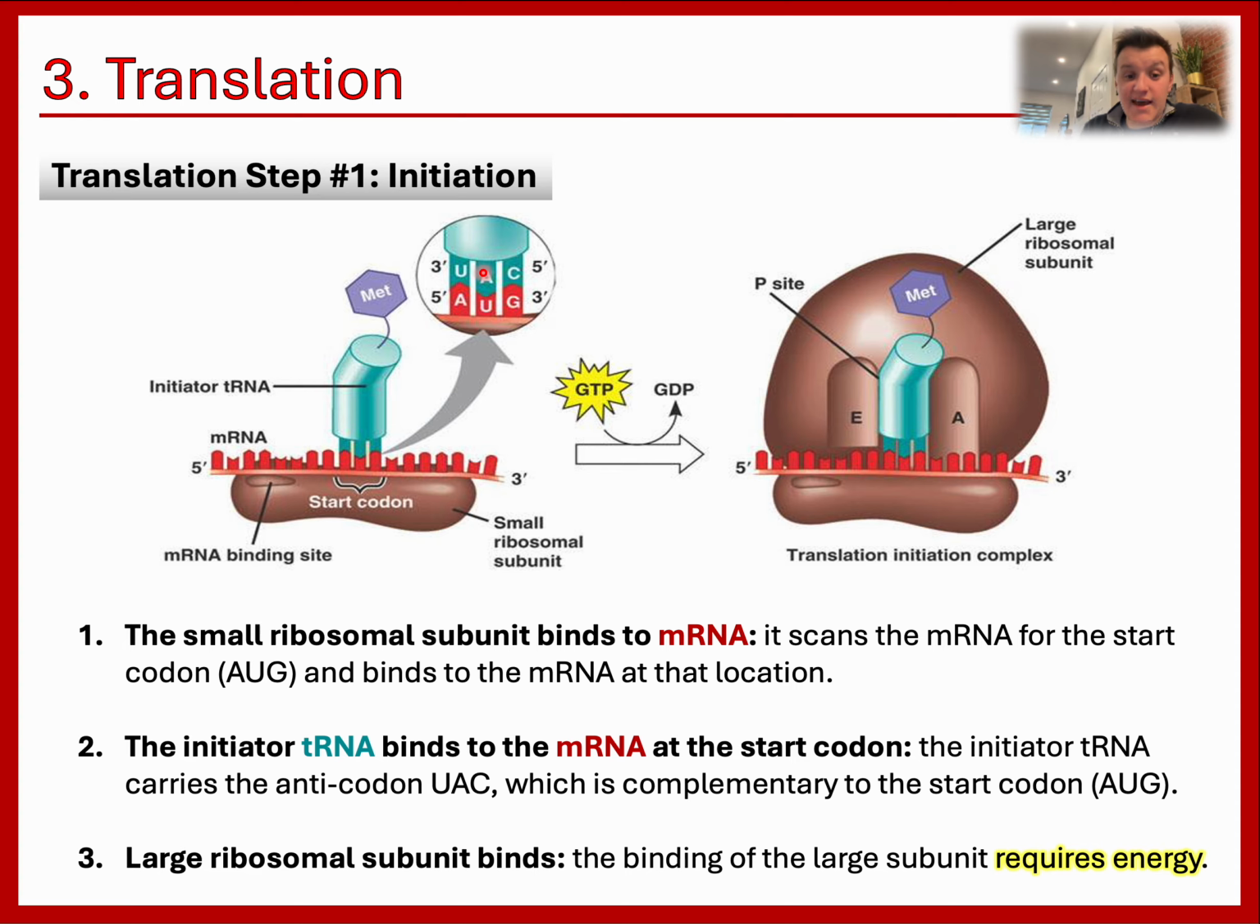Now, once that first initiator methionine tRNA binds, then the large ribosomal subunit binds on top of it. The binding of the large subunit requires energy. It requires GTP. Who cares about GTP? It kind of sounds like ATP. That's all we need to know. You need energy to bind the large subunit. Okay, and now methionine is in this P site.